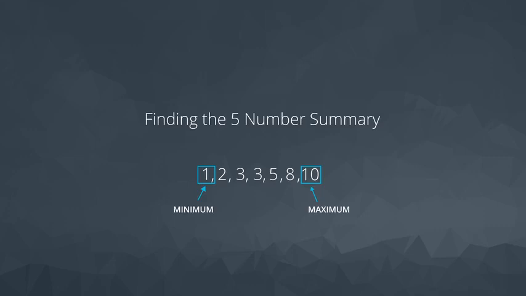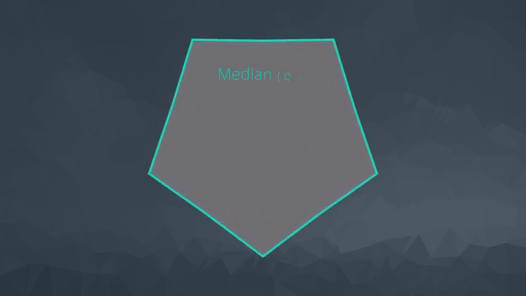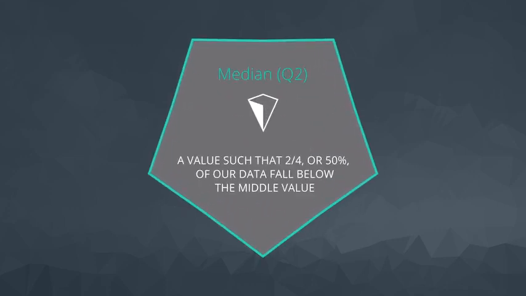As we calculated in the section on measures of center, the median is the middle value in our data set. We also call this Q2, or the second quartile, because 50% of our data, or 2/4, fall below this value.